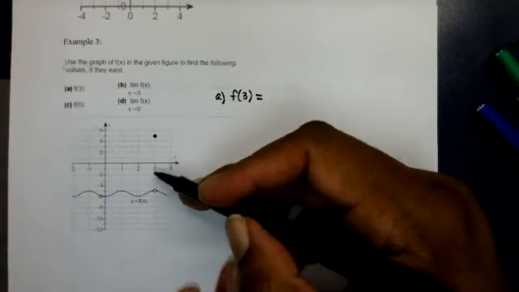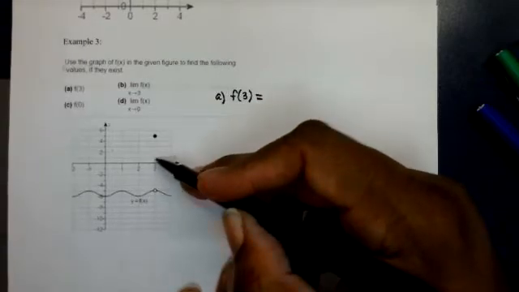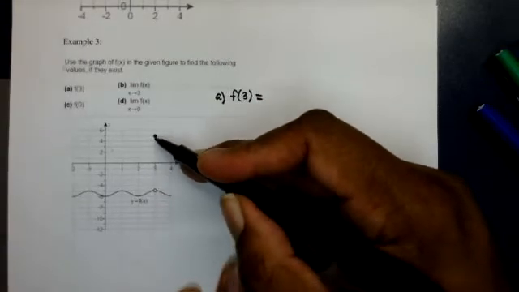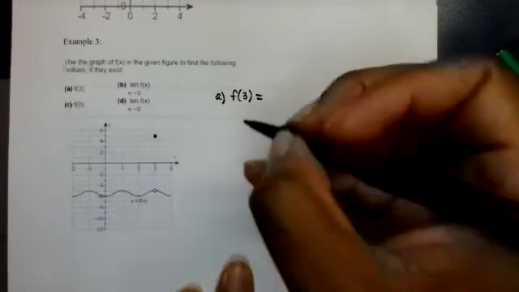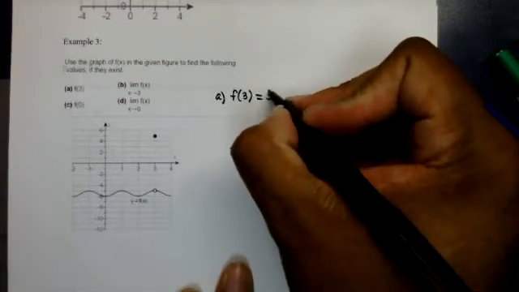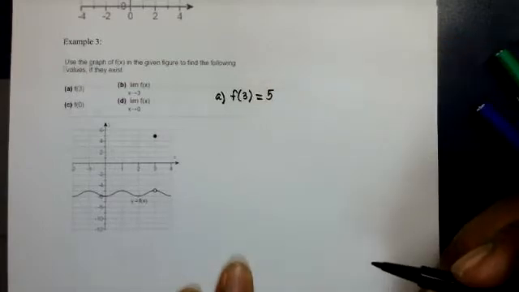Okay, so here's 3 on the x-axis. Notice that there is a point at x equals 3, and the corresponding y value for that will have to be the 5. So f of 3 equals 5.